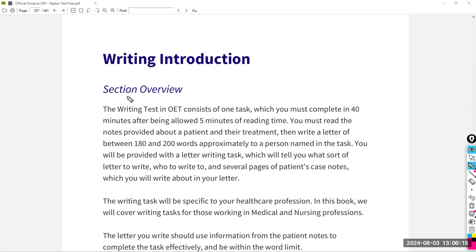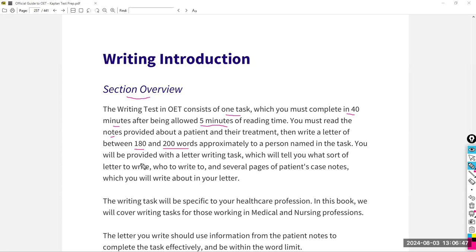Now, what about the section overview? The writing test in OET consists of one task, which you must complete in 40 minutes, after being allowed 5 minutes of reading time. You must read the notes provided about a patient and their treatment. Then I have to write a letter of approximately 180 to 200 words to a person named in the task.